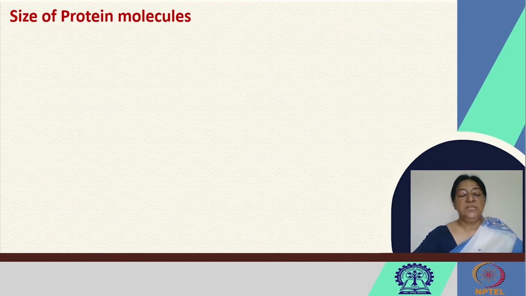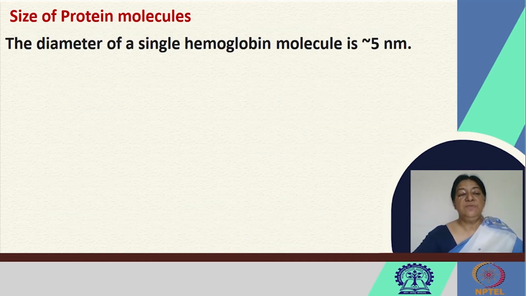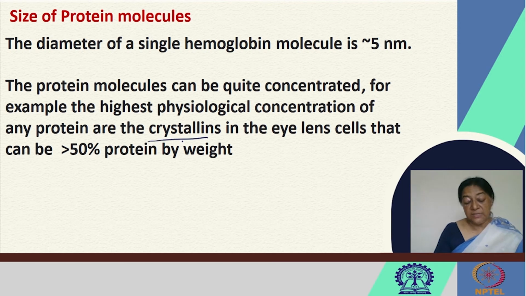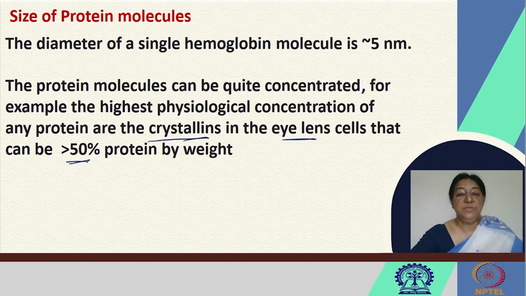When we look at the size of protein molecules, the diameter of a single hemoglobin molecule is around 5 nanometers. If we look now at the concentration of the protein molecules, to see how much protein is actually present, the highest concentration that we see is in the crystalline proteins in the eye lens cells. There we have over 50% protein by weight.